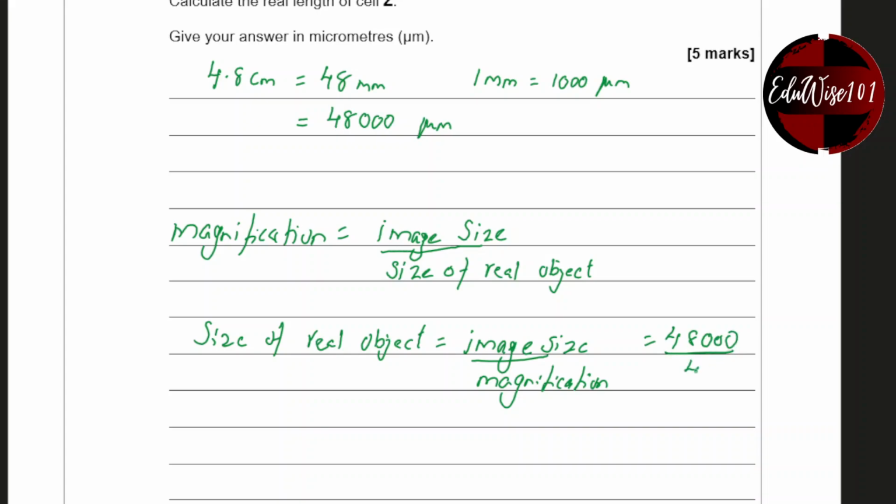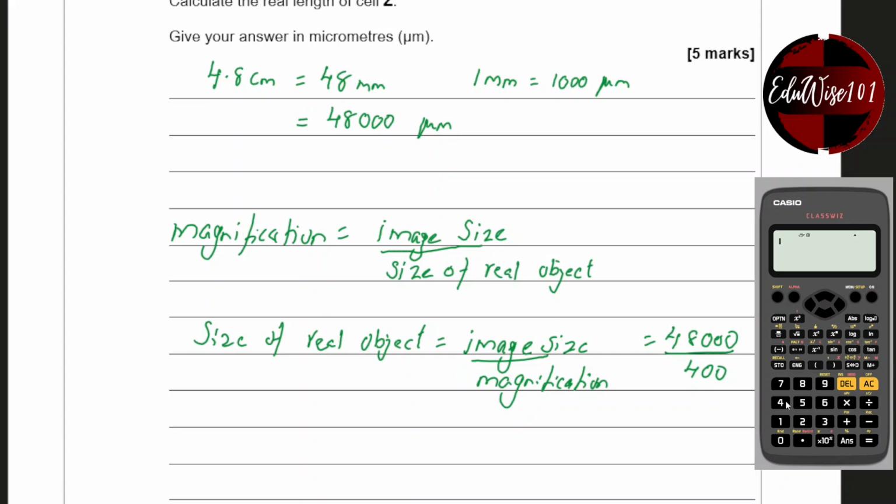So that's 48,000 divided by 400. So let me bring up a calculator. 48,000 divided by 400 gives me 120. So that's the answer: 120 micrometers.